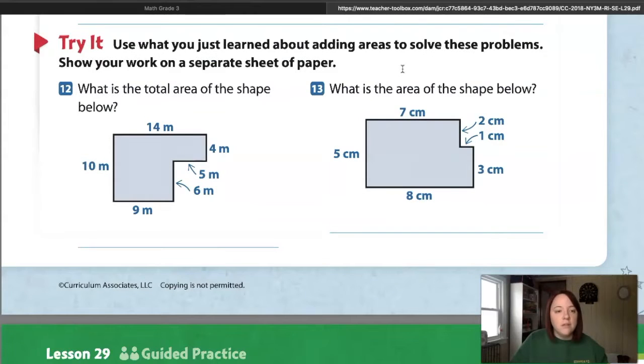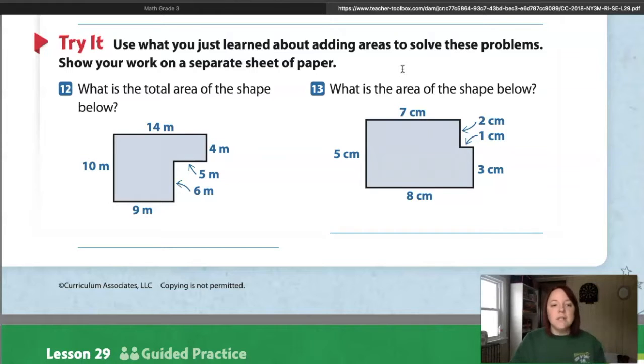Okay, we are going to move down to try it. Use what you just learned about adding areas to solve these problems. Show your work on a separate sheet of paper. So if you have a piece of paper, feel free to pull it out and write on it, or a whiteboard, anything that you have, go ahead and get that out. Okay, so I did number 12 because I wanted to try it before I taught it to you guys so I knew what I was doing.